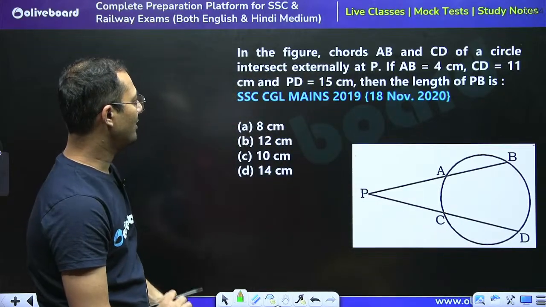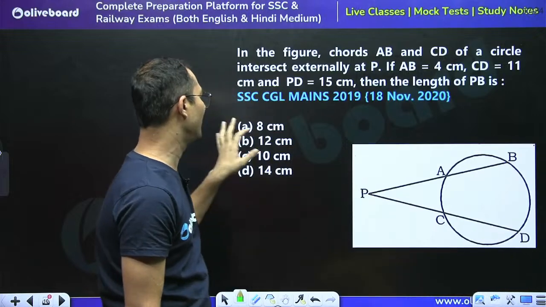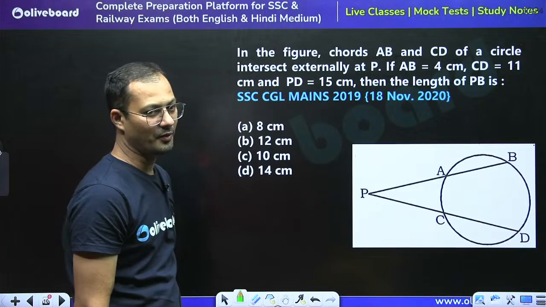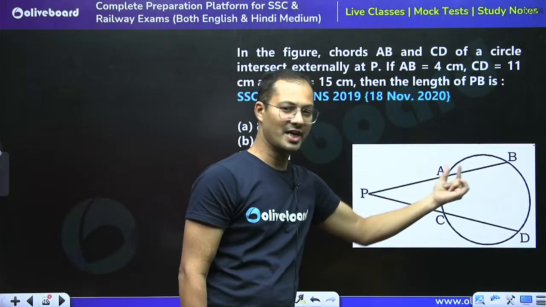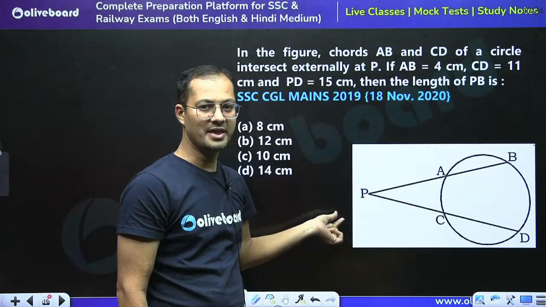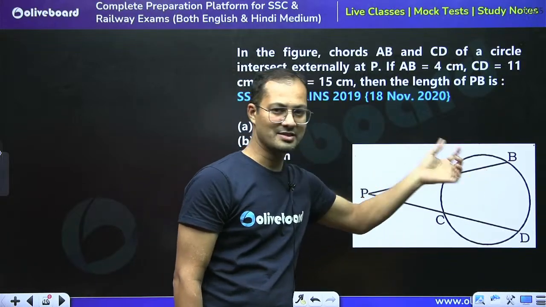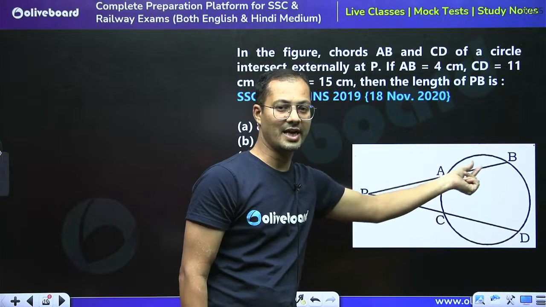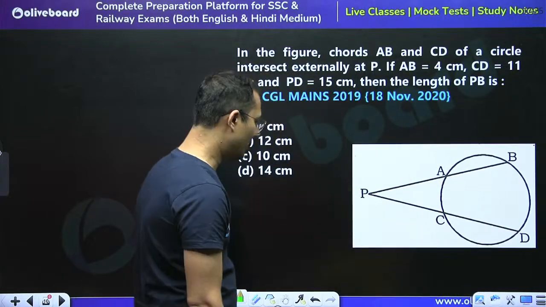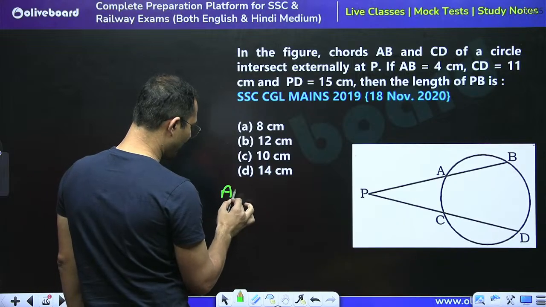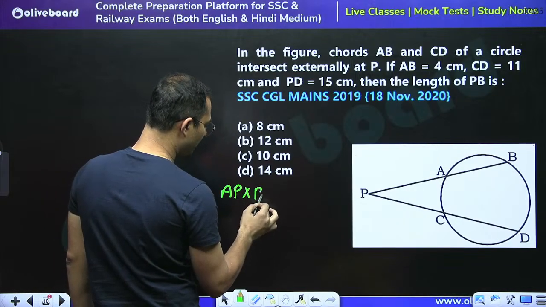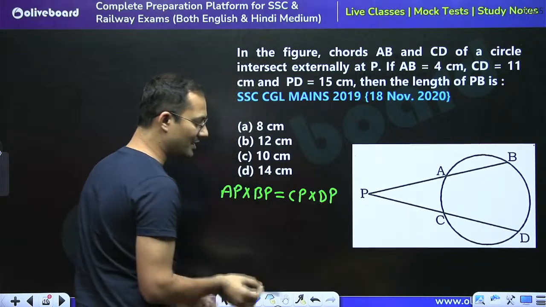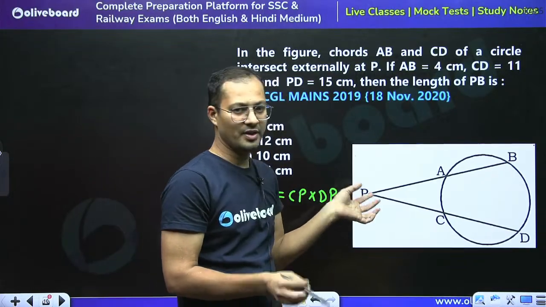In the figure, chords AB and CD of a circle intersect externally at P. Whenever two chords intersect at an external point, take the length from each end of the chord to the meeting point. So simply we can say that AP into BP is equal to CP into DP. The meeting point, or intersection point, is common in all.